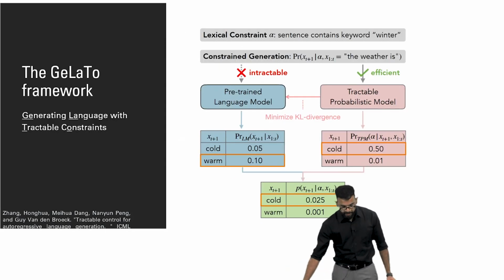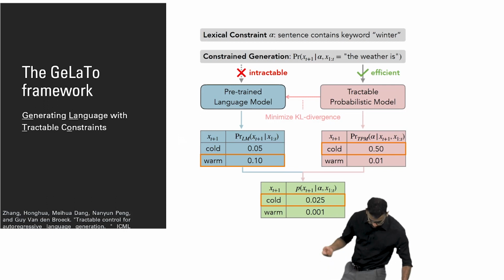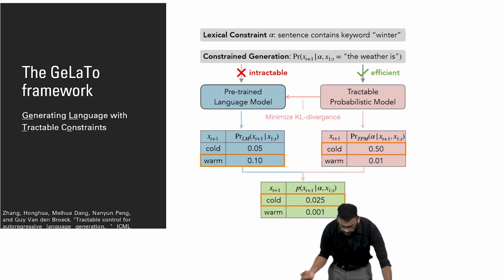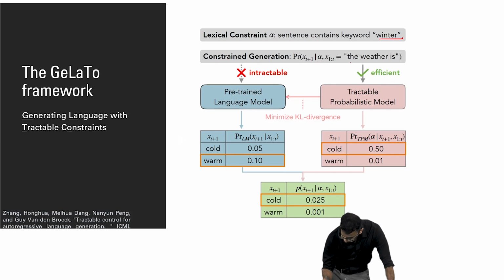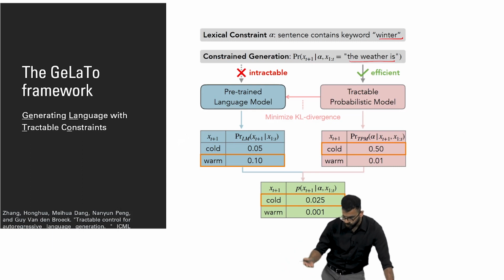Now here's how it looks. This framework is called GeLaTo, Generating Language with Tractable Constraints. It was proposed at last year's ICML, so it's very recent. Let's say I'm interested in generating a sentence that contains the keyword winter. That is the constraint, and my prefix so far is "the weather is". So I have generated the three words "the weather is", and I'm interested in the next token that I would like to generate.